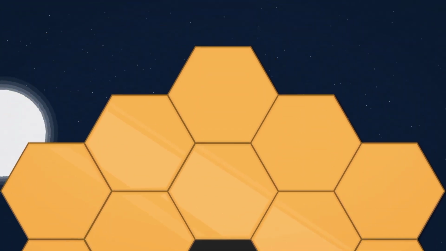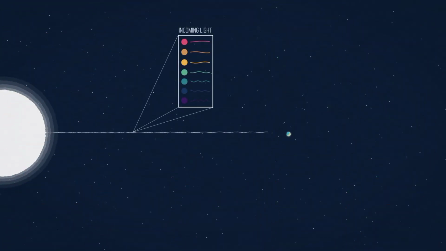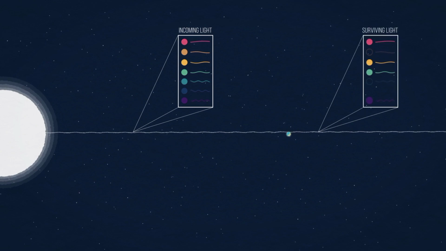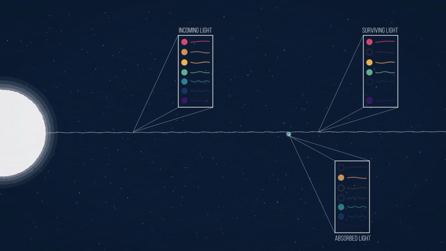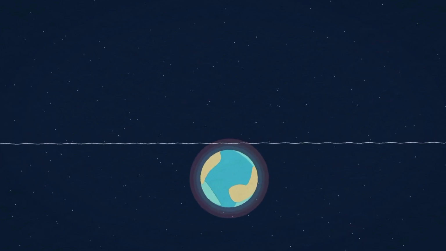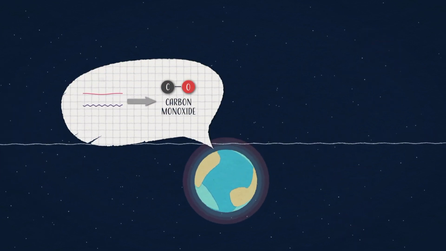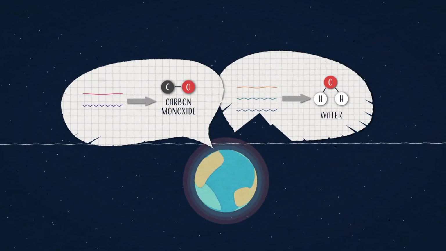Now back to the transiting planet. As light is traveling through the planet's atmosphere, some wavelengths get absorbed. Which wavelengths get absorbed depends on which molecules are in the planet's atmosphere. For example, carbon monoxide molecules will capture different wavelengths than water vapor molecules.